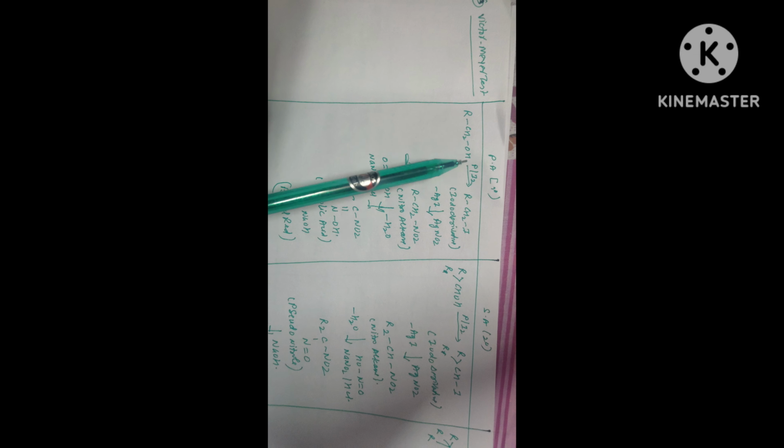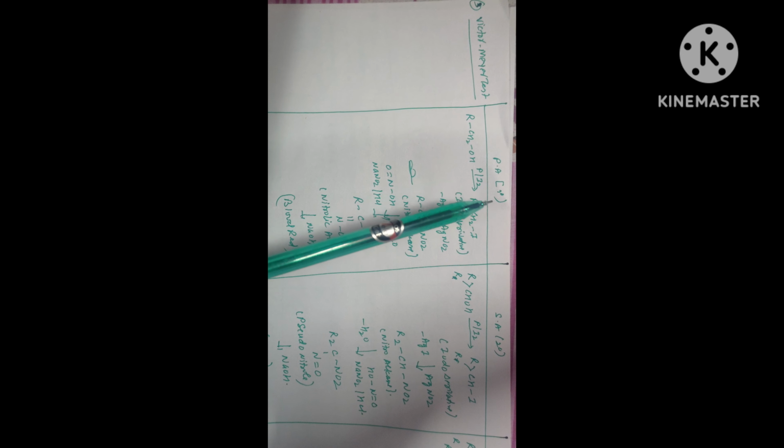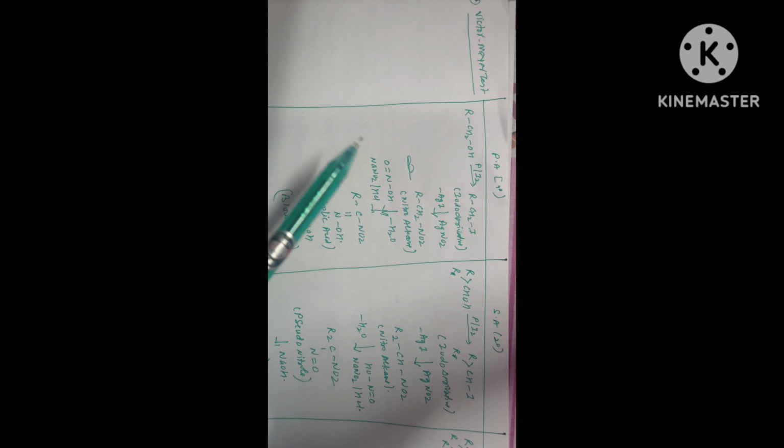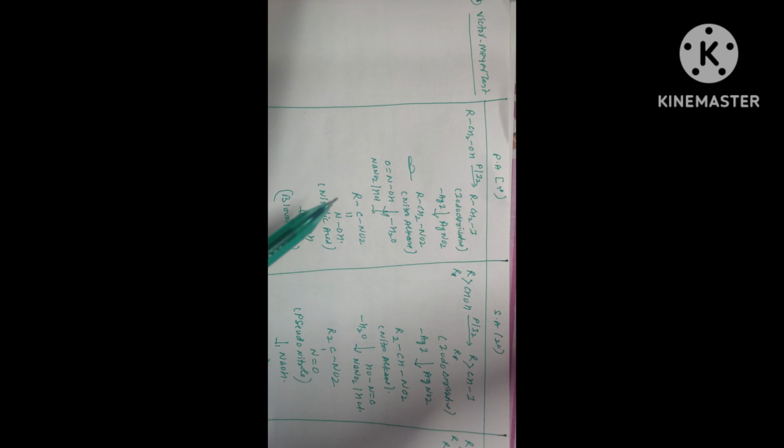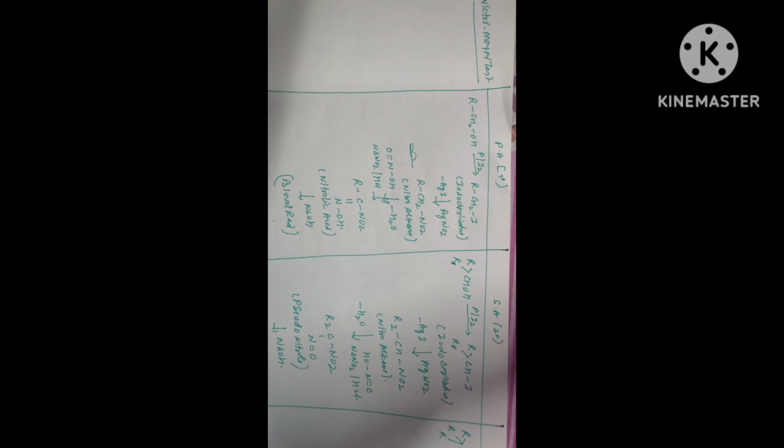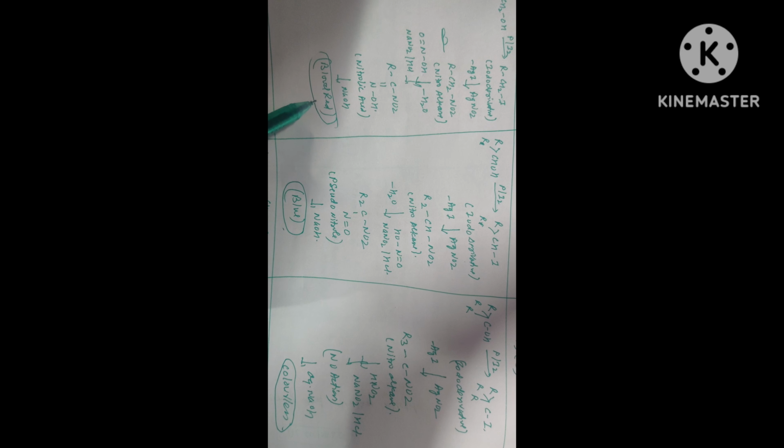Next, the Victor-Meyer test. Very interestingly, primary alcohol gives blood red color, secondary alcohol gives blue color, and tertiary alcohol gives colorless. In 3-degree it is colorless, in 2-degree it is blue, and in primary it is blood red. Primary alcohol gives blood red color.